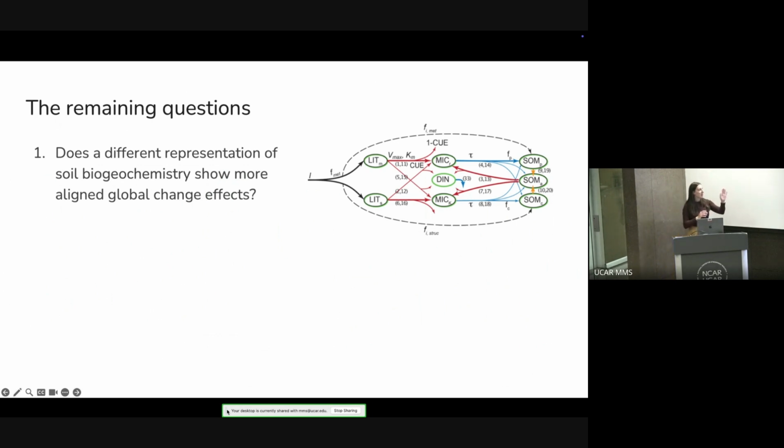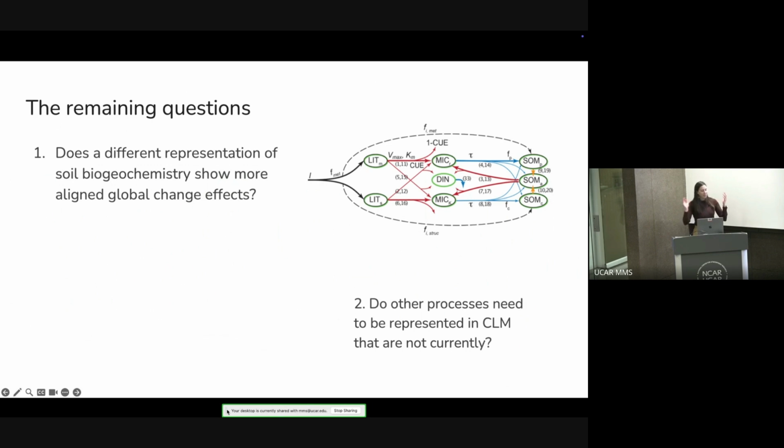And so that might be better represented in MIMICS than in the default CLM soil model. And then beyond that, if MIMICS still doesn't get us there, the next question is, what other processes might need to be represented in CLM that are not currently to get these interactions right?